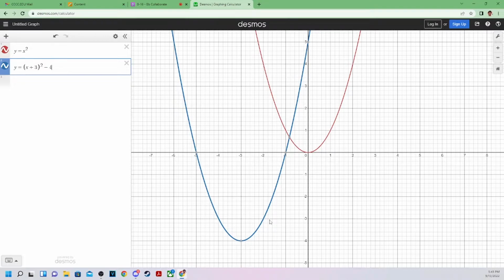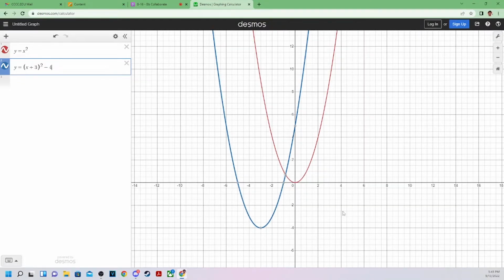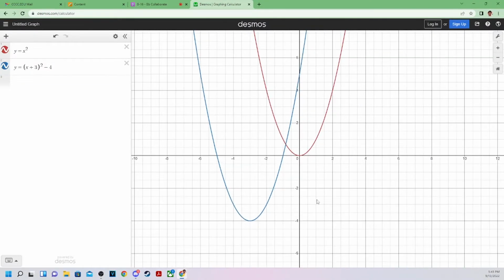Let's see. No, it just looks bigger, but it's not. It's not actually bigger at all. It's just because of the scope of it. But it's the exact same size.